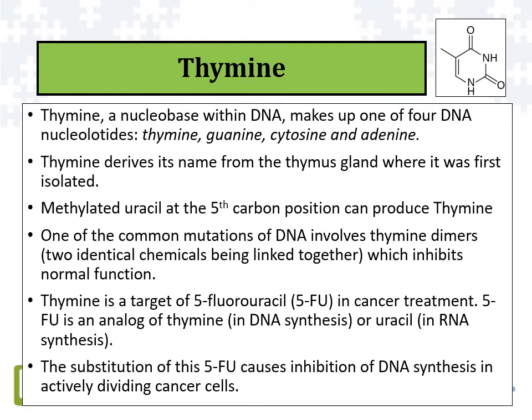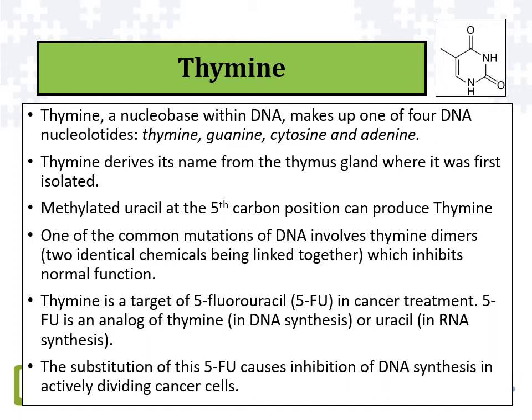Thymine is the nucleobase of DNA. Okay, so in DNA we have thymine, guanine, cytosine, and adenine. Thymine actually got its name from the thymus gland, which is where it was first isolated. And so again, when uracil is methylated, what happens is it gets methylated at the 5th carbon, it produces thymine.